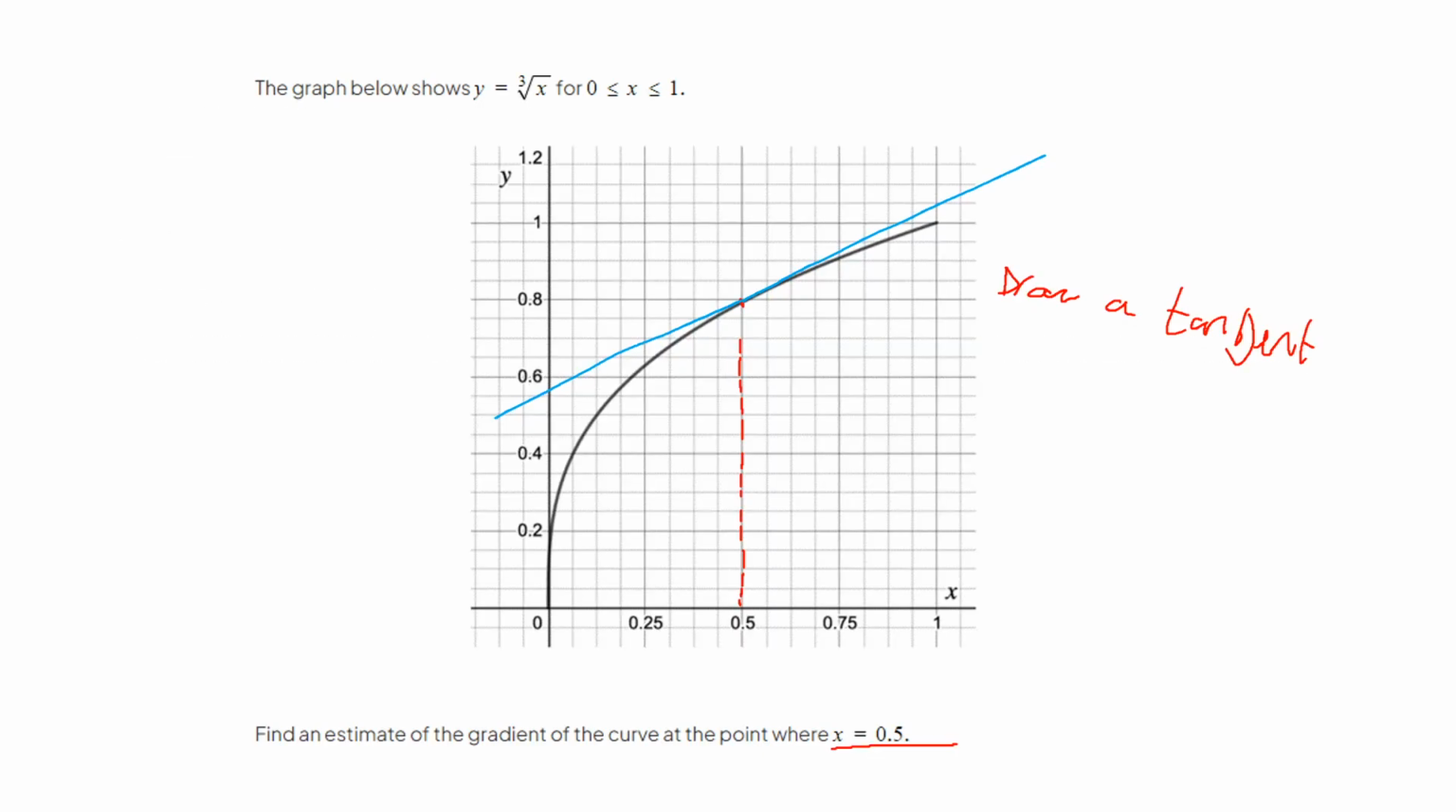So I can see one here, that is 1.05. And then here it's 0.55. So now what we need to do is work out the gradient of the tangent.